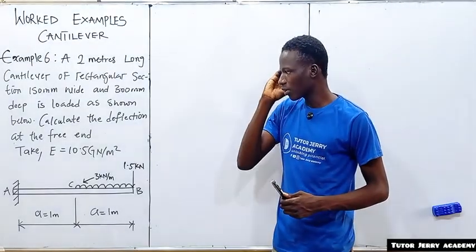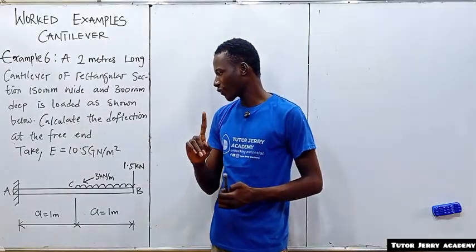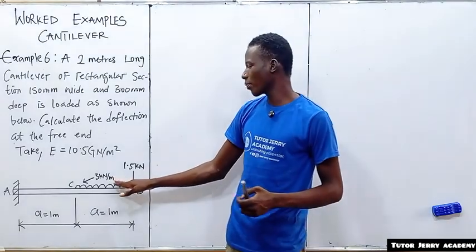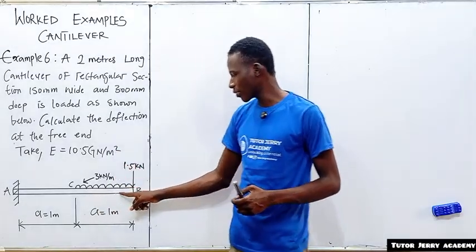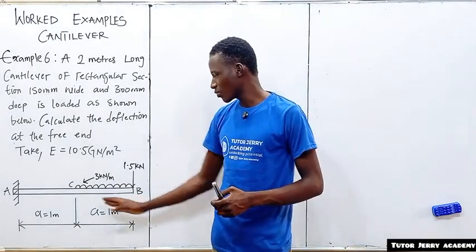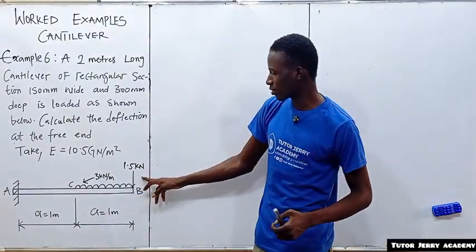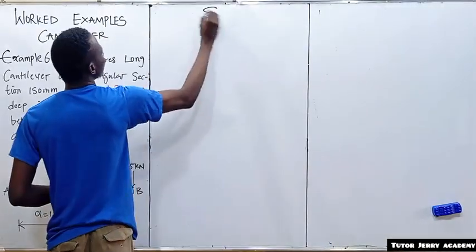All right. So the first thing we are going to be doing is to calculate our moment of inertia. After that, we are going to calculate the deflection due to the uniformly distributed load from the free end B to a point C, and the deflection caused by this point load at the free end. All right. So our data's given.